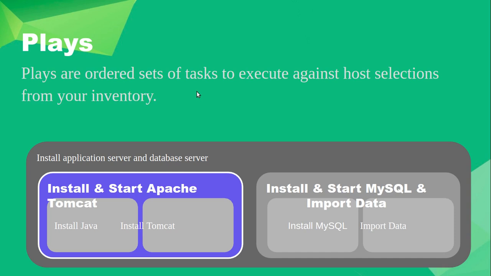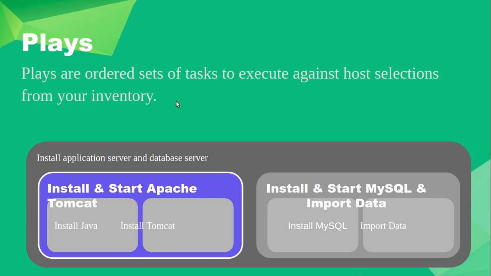So these plays are a set of tasks. We have seen what a task is. A task is one action that we need to perform on the host machine. And a play is nothing but a set of tasks to execute on the host, and those hosts should be from the inventory.